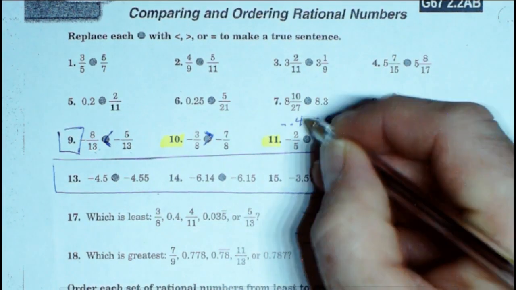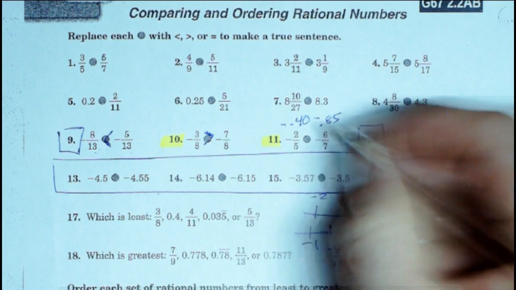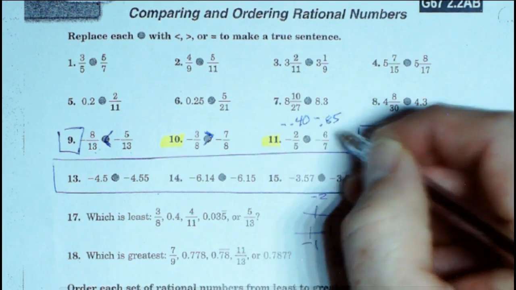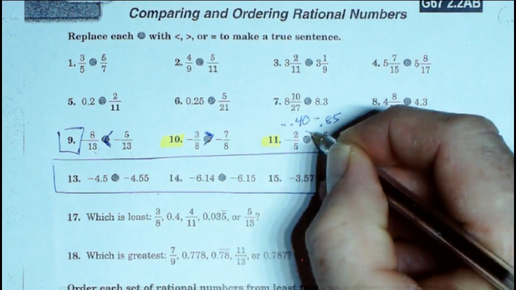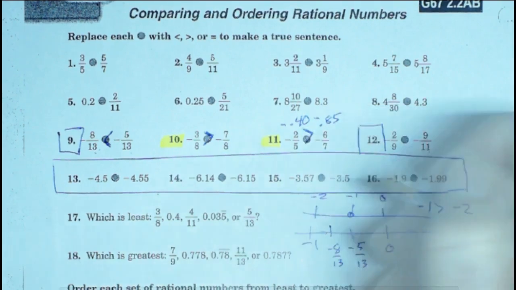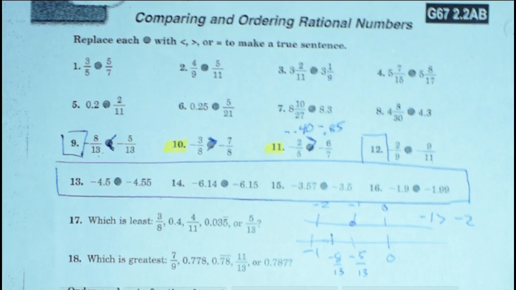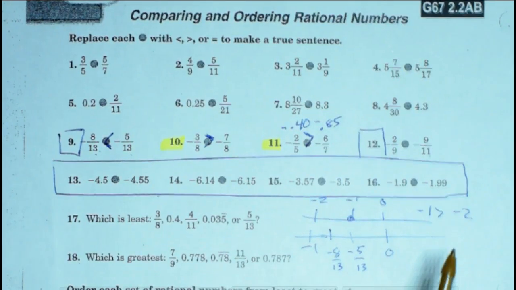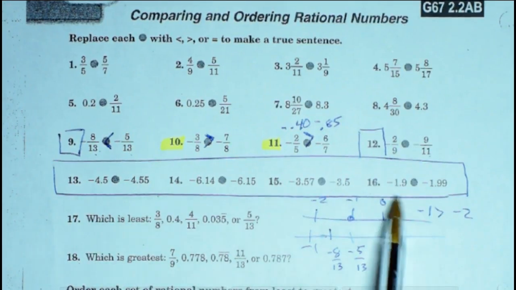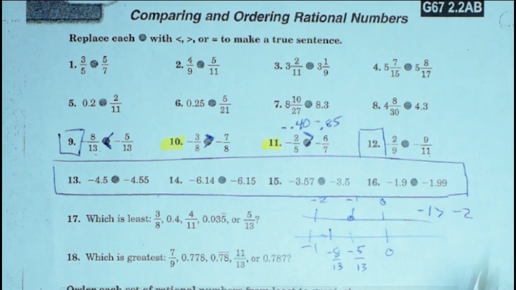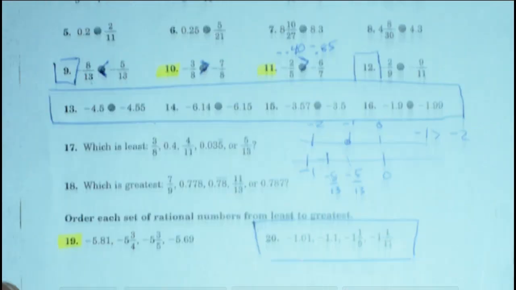Well, let's think about it with money. This is negative 40 cents. This is negative 85 cents. This is going to be closer to 0, so this one is greater than that. All right? I'm going to leave this one here for you to do, and then also these problems down here. Copy these into your notebooks.